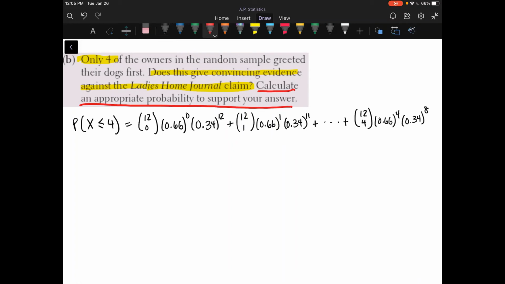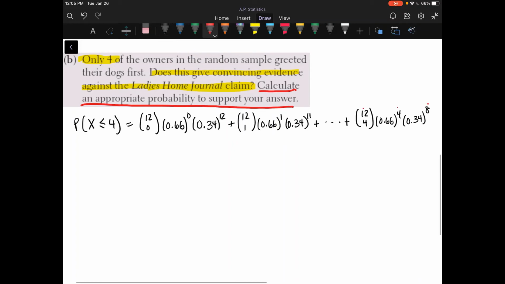Remember, these two numbers should always add up to this number. 8 plus 4 is 12. 11 plus 1 is 12. 12 plus 0 is 12. So that's how you can know if you've got the right mix of numbers at the very least. So we do all this, and you're most likely going to have to do these in your calculator individually.